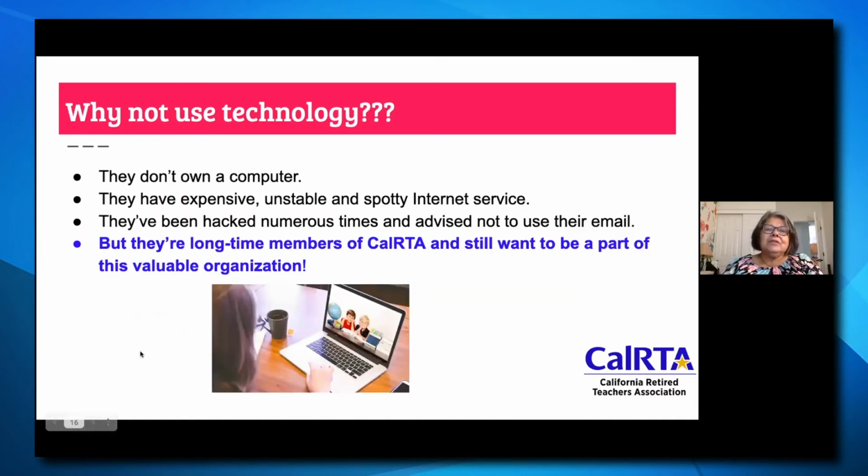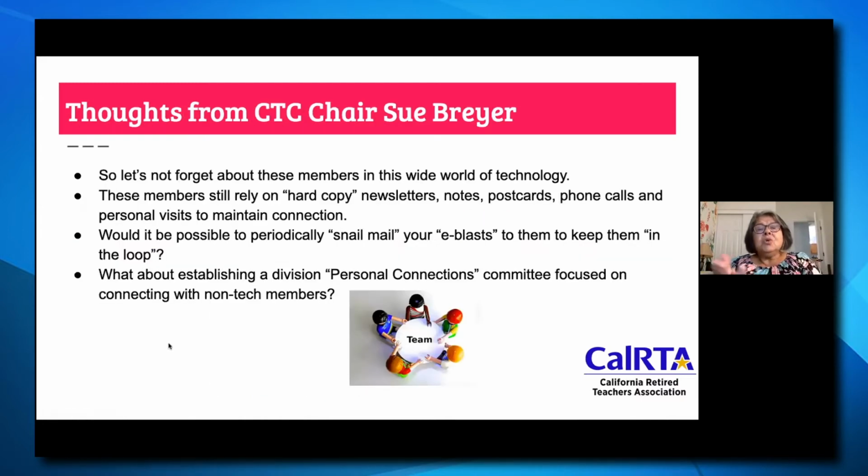So why aren't they using technology? They don't own a computer, they don't own a tablet, they don't own a smartphone. They have expensive, unstable, and spotty internet service. And I know some of this is duplicated, but it's kind of to make the point sink in. They've been hacked and they've been advised not to use their email, but they're longtime members of this association, this organization, and still want to be part of it. So let's not forget about these members.